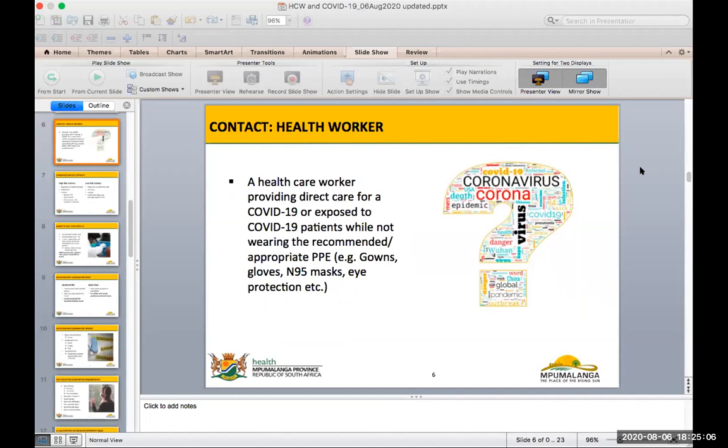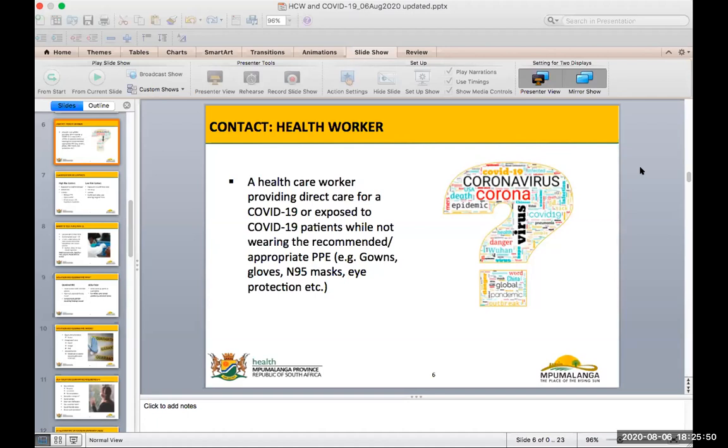So time and again, what we get challenged with is contact. If one of the nurses or doctors tests positive in a hospital environment, as you all know, you get a hoo-ha where everyone says we are a contact. We need to follow guidelines so that we don't lose the plot and are able to manage this disease. A contact is defined as a healthcare worker providing direct care for, or exposed to, a COVID-19 patient while not wearing, I want to repeat, while not wearing recommended PPE such as gown, gloves, N95, eye protection. If everyone says they are a contact, they should not be wearing this. Otherwise, everyone will be a contact and then we'll have to test everyone.